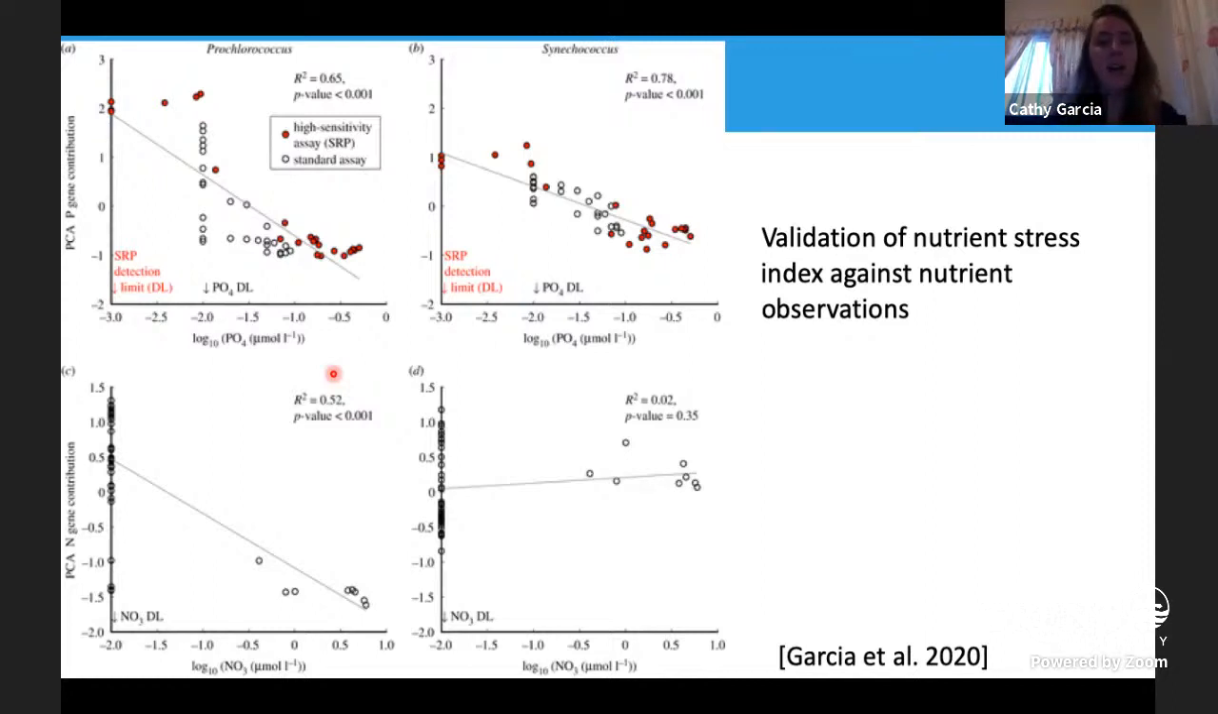What you can see here is that anything highlighted in red is from a high sensitivity assay. All of these observations here are just at the detection limit of a standard dissolved inorganic phosphate assay. But basically what you see is that this PCA gene contribution has an inverse relationship with the increase in phosphate molecules. So it was really nice validation that we are able to see this evidence for this increase in surface phosphate using this nutrient stress index.